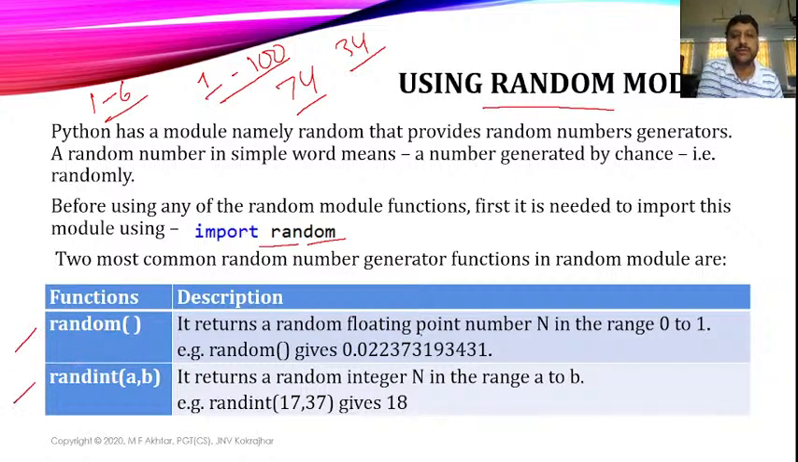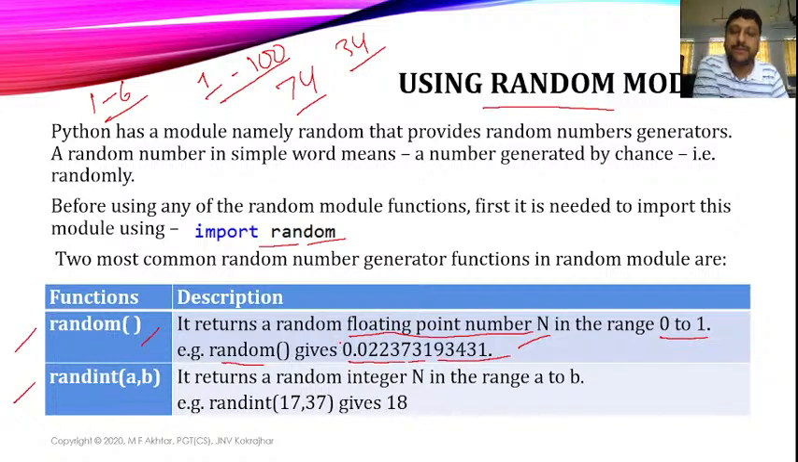The random function gives us a floating point number in the range 0 to 1, excluding 0 and 1. It won't give you 0 or 1, but in between it will give you one floating number. Say for example, when we executed the random function we got this number, 0.0223731933431.